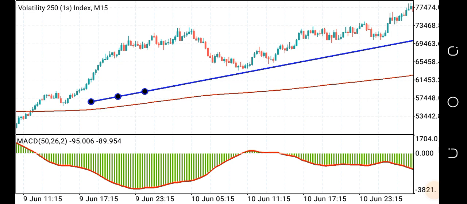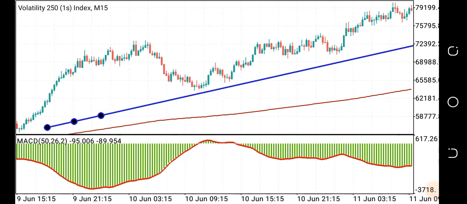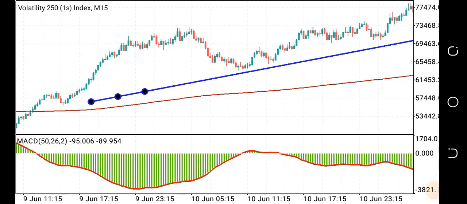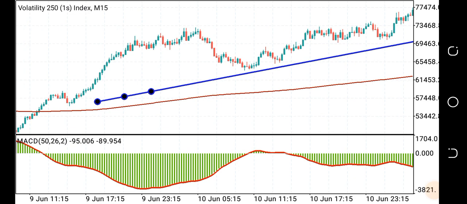On this particular strategy, I make use of a moving average as my trend indicator. You can still back it up with a trend line, like on my screen now, where I back it up with a trend line. You can see that the moving average and the trend line are showing the same thing. They are showing that the market is trending upward.